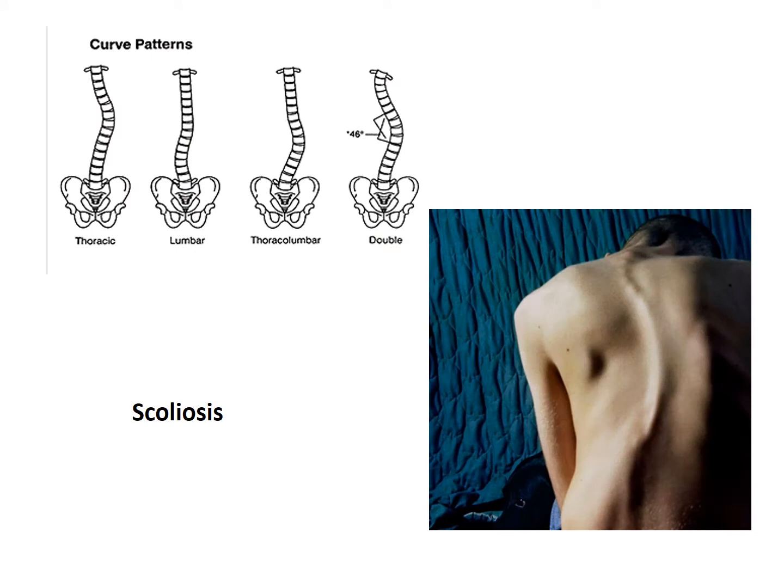The final curvature we'll look at is going to be scoliosis. Scoliosis is a lateral curvature of the spine. It can occur in the thoracic, the lumbar, thoracolumbar, or throughout the entire spine in multiple locations.